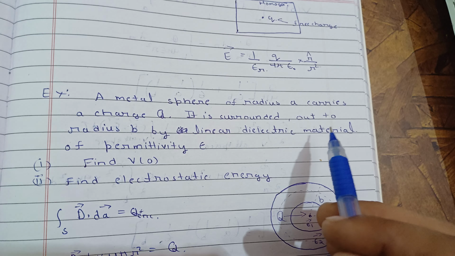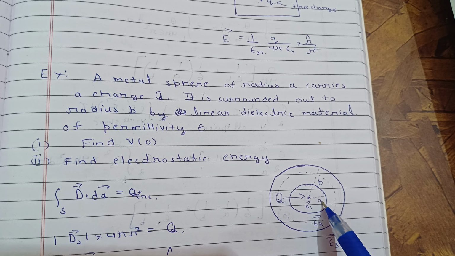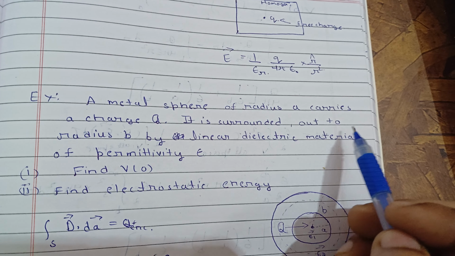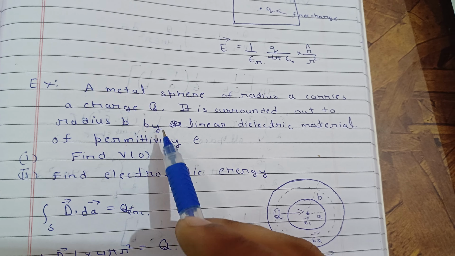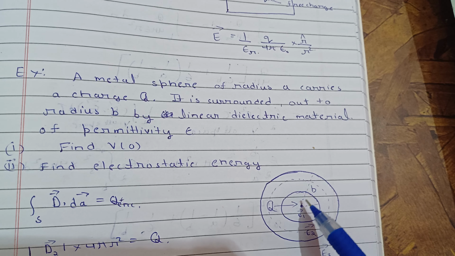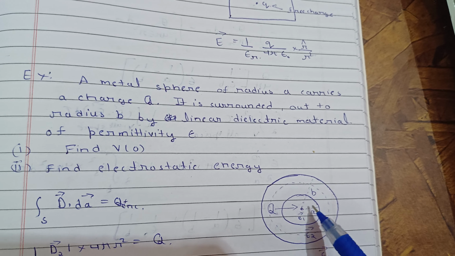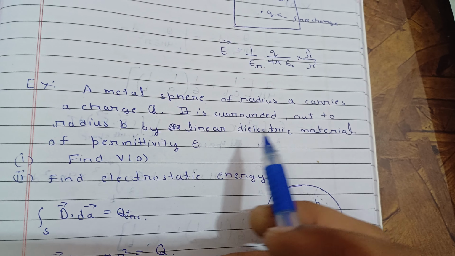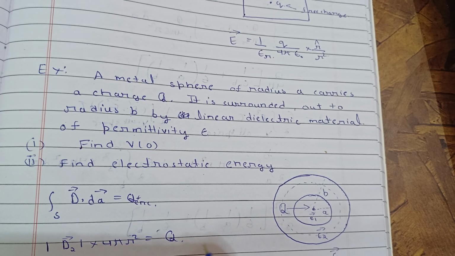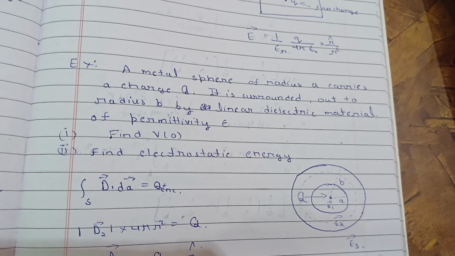Let's take an example based on this. A metal sphere of radius a carries a charge q. So here there is a metal sphere which carries a charge q, and its radius is a. It is surrounded out to radius b from the center by a linear dielectric material of permittivity epsilon. We need to find the potential at the center and the electrostatic energy.